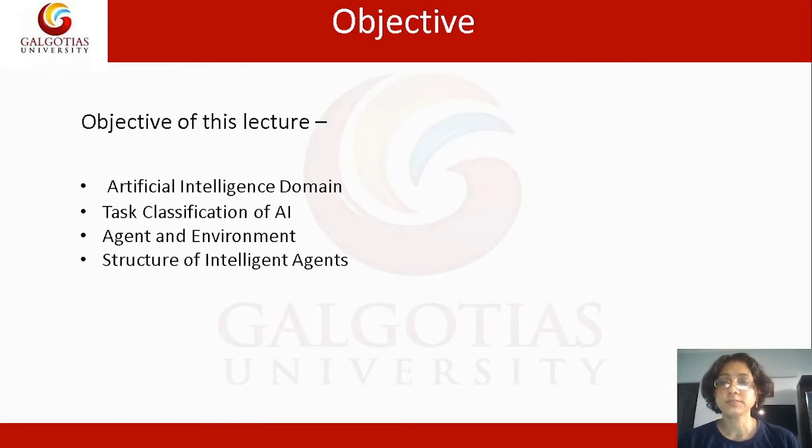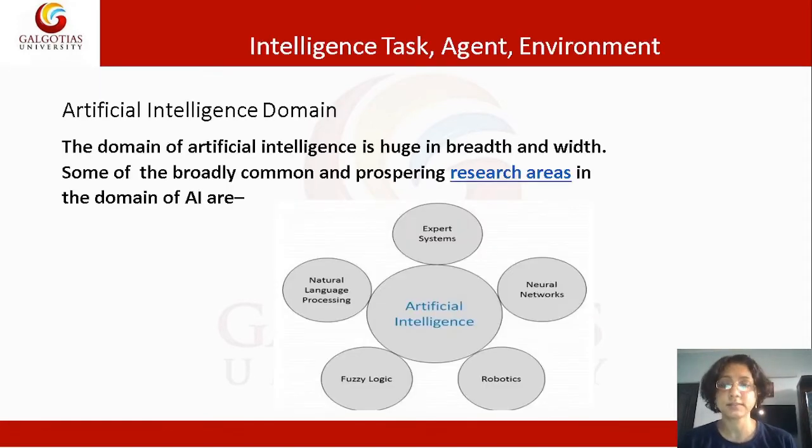As far as today's lecture objective is concerned, you will learn about the artificial intelligence domain, task classification of AI, agent and environment, what an agent and an environment are all about, and the structure of intelligent agents. Now, the artificial intelligence domain comprises multiple domains. The domain of artificial intelligence is used both in terms of breadth and width, but some of the broadly common and prospering research areas in this domain are expert systems, neural networks, robotics, fuzzy logic, and natural language.